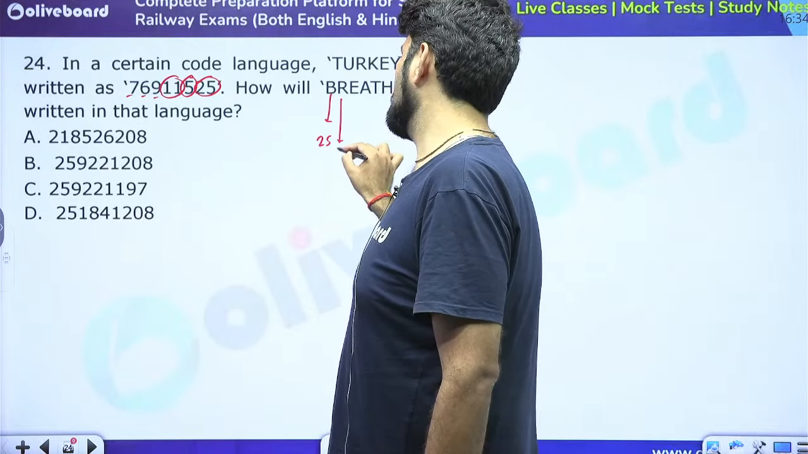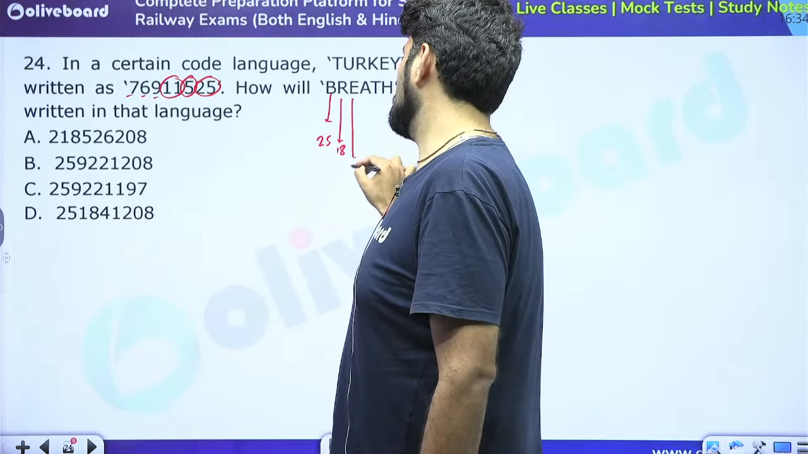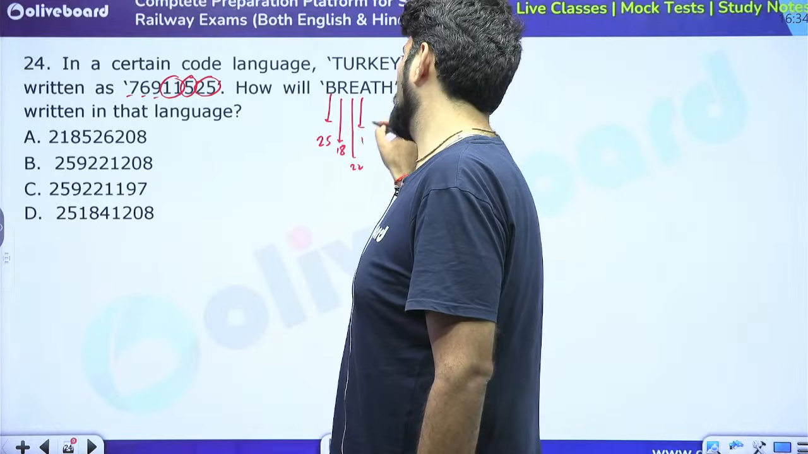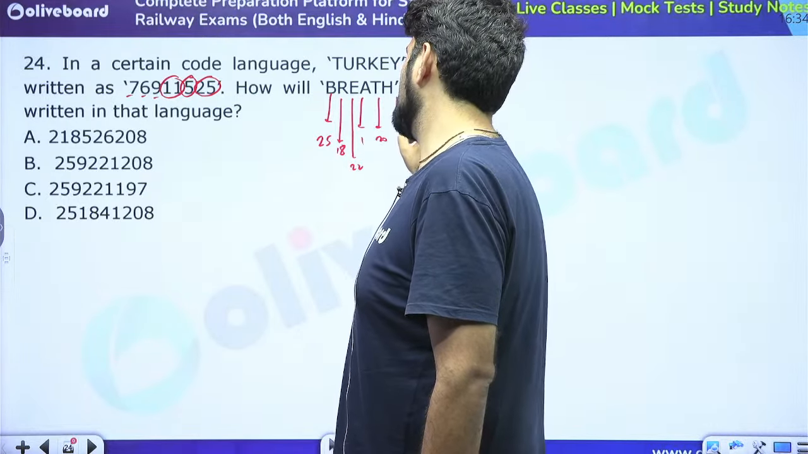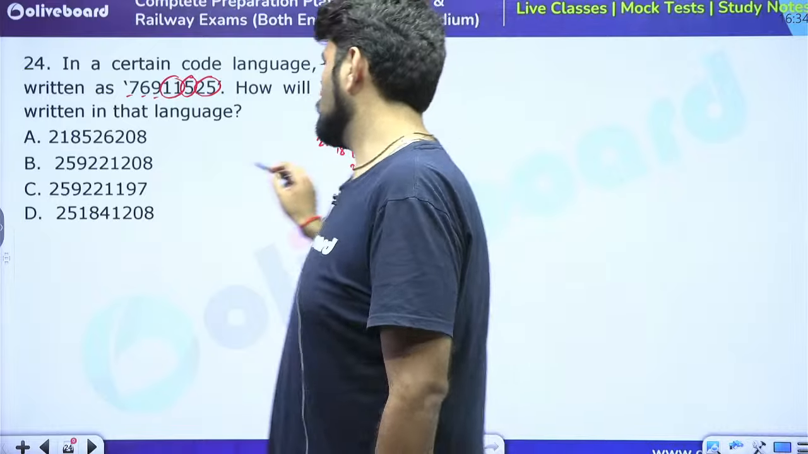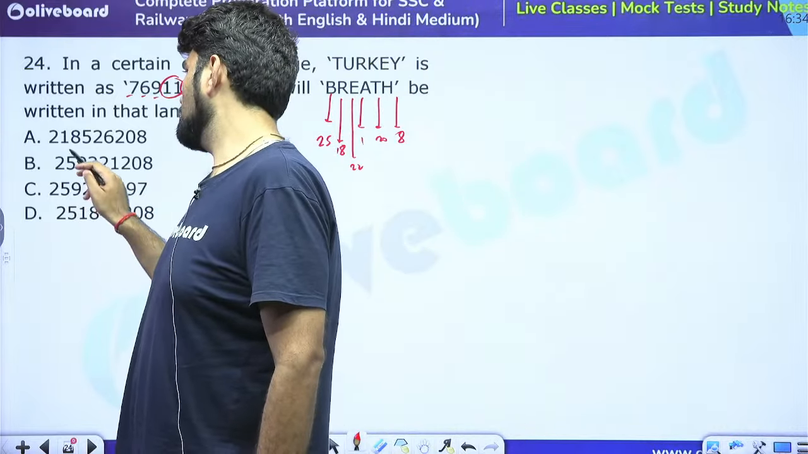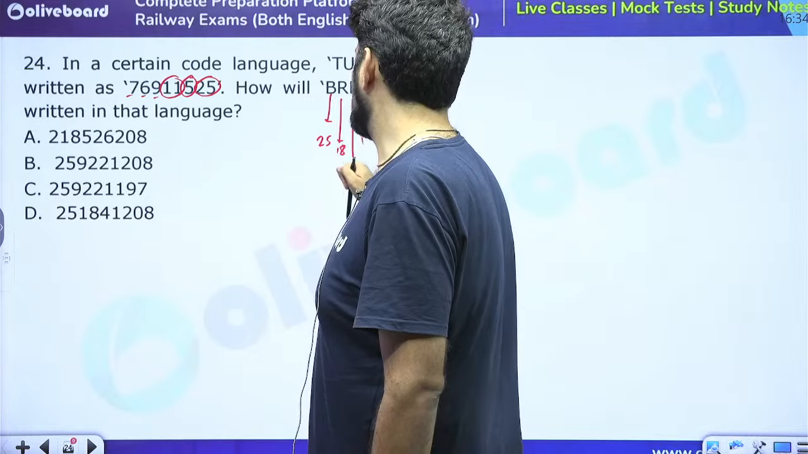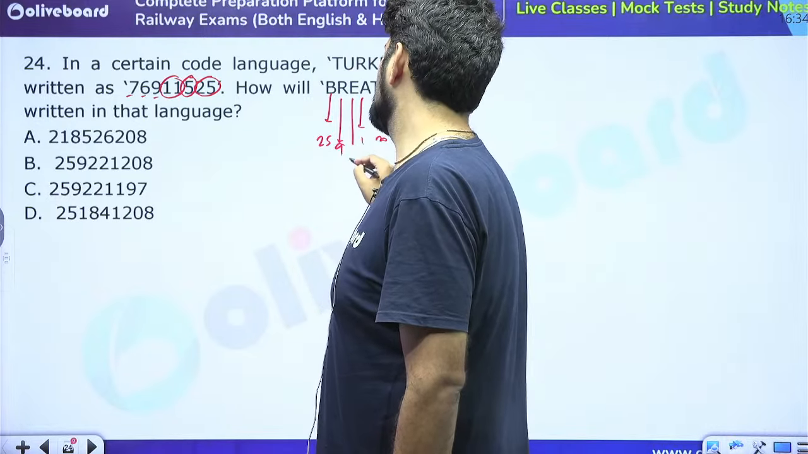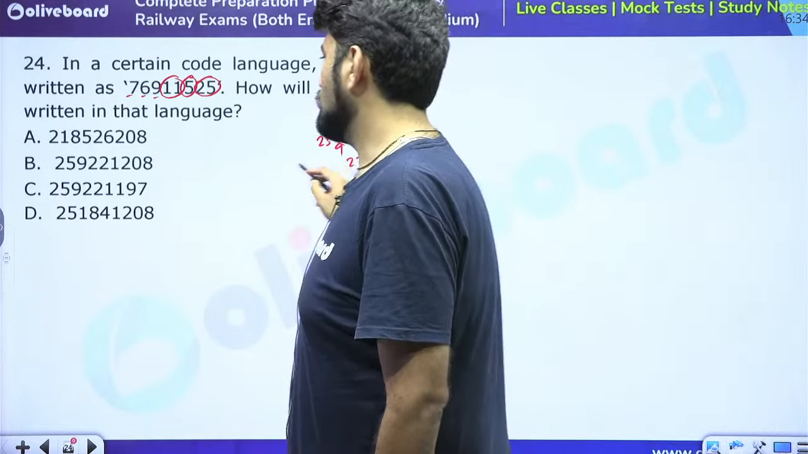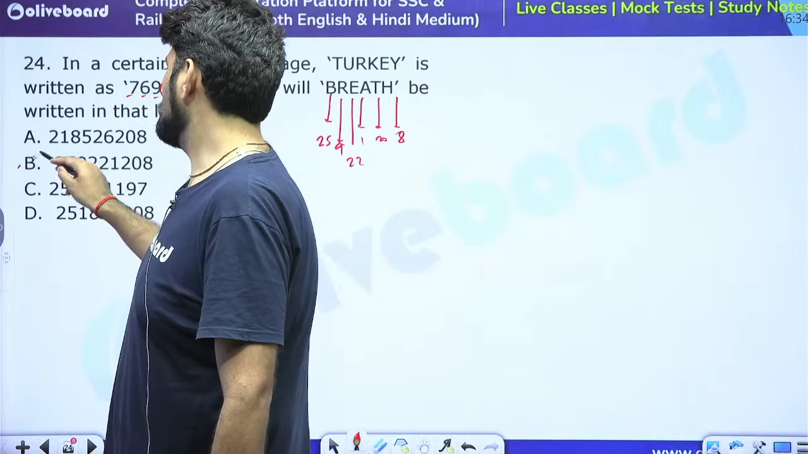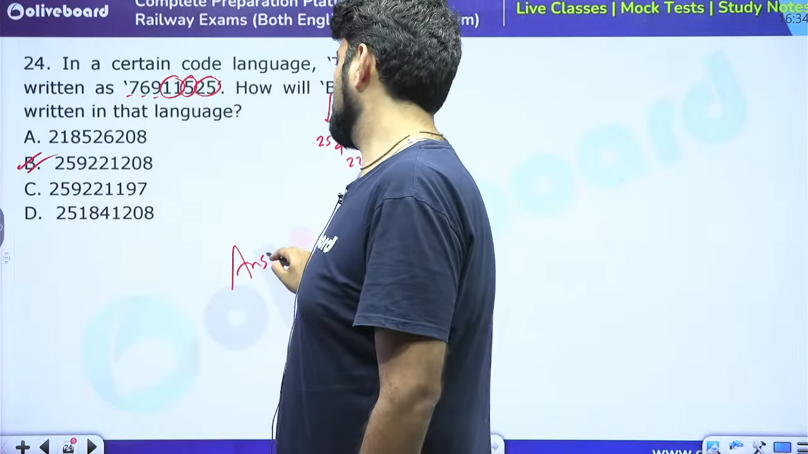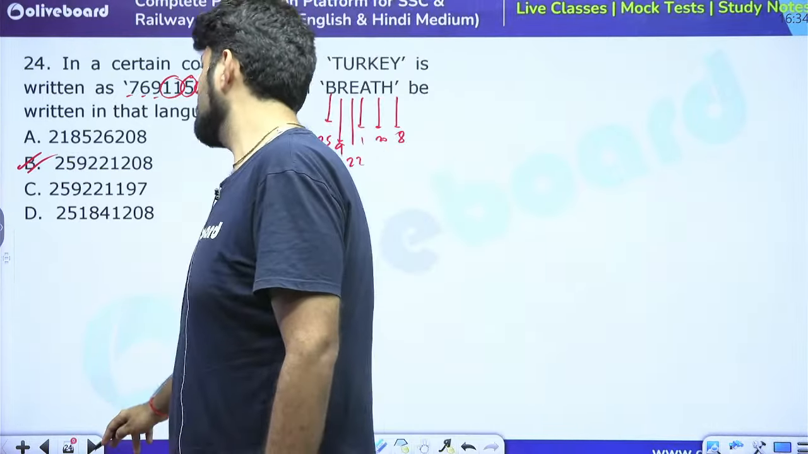Reverse of R is 18. Reverse of E is 22. A is 1. T is 20. This is 8. So 2518 221208. Oops. Oh, reverse of R is not 18. My God. 25922 1208. Option B is the right answer. Okay. Next.